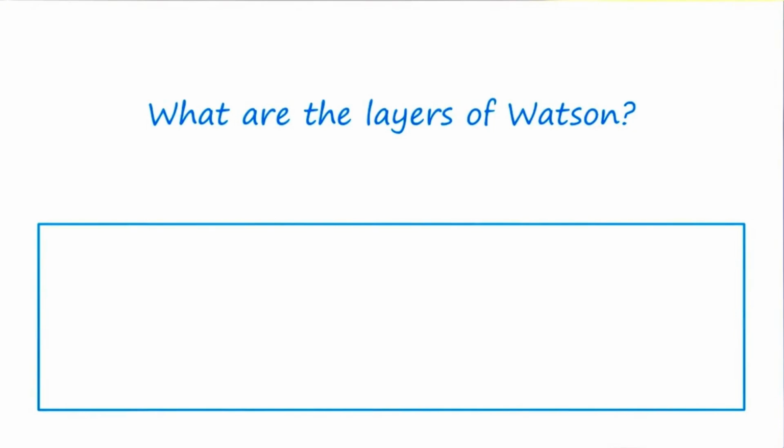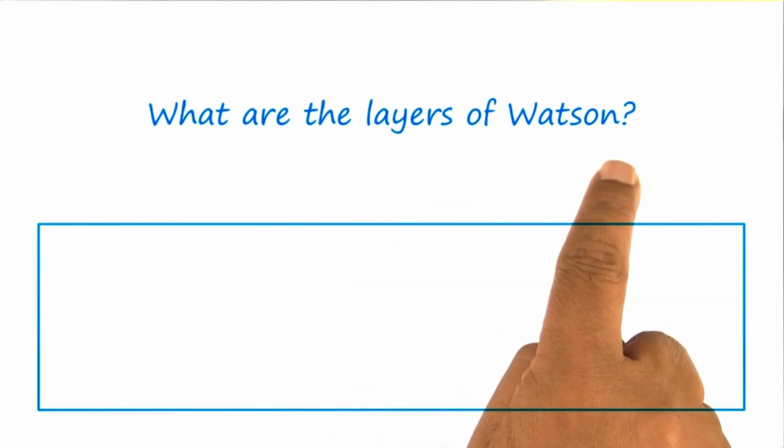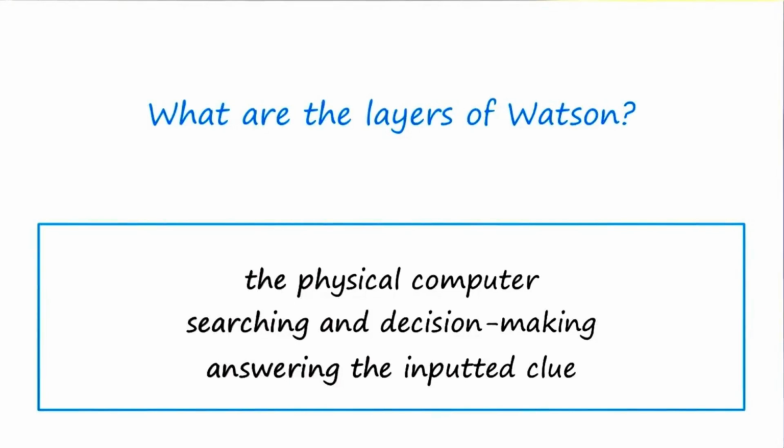Now, we have talked about Watson as a possible example of a cognitive system earlier, and now we have talked about various layers of abstraction at which we can analyze a cognitive system. So what do you think are the layers of analysis of Watson? David, what do you think about this?